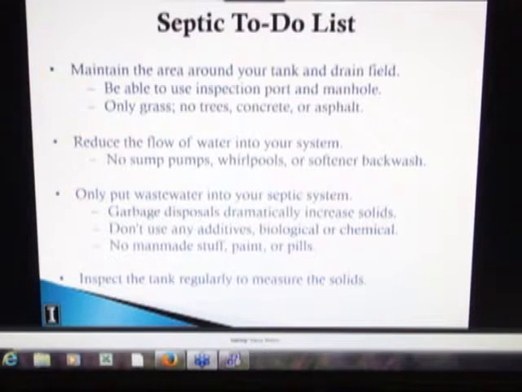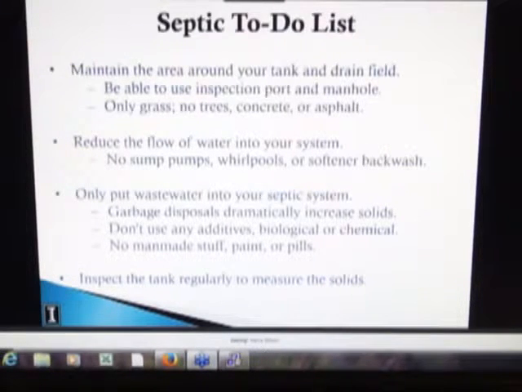So a to-do list for septic systems: one is to maintain the area around your tank or drain field. You need to be able to use your inspection port in the manhole so you can determine the depth of the sludge in your tank so you know when it needs to be pumped. You shouldn't have any trees. We get a lot of questions, and I'm sure Ron makes half his living cleaning tree roots out of septic lines where people have trees close to their system.